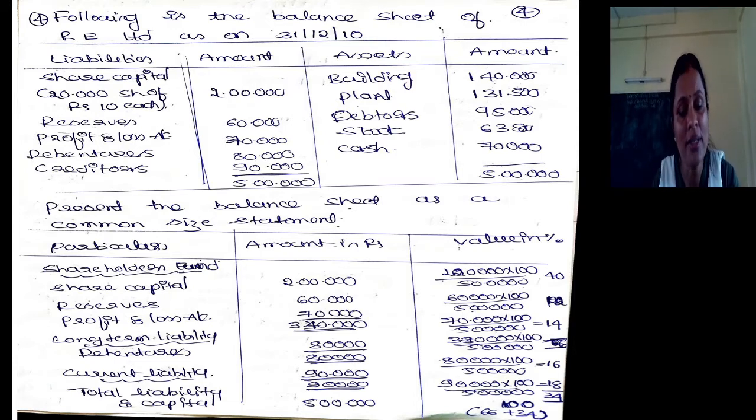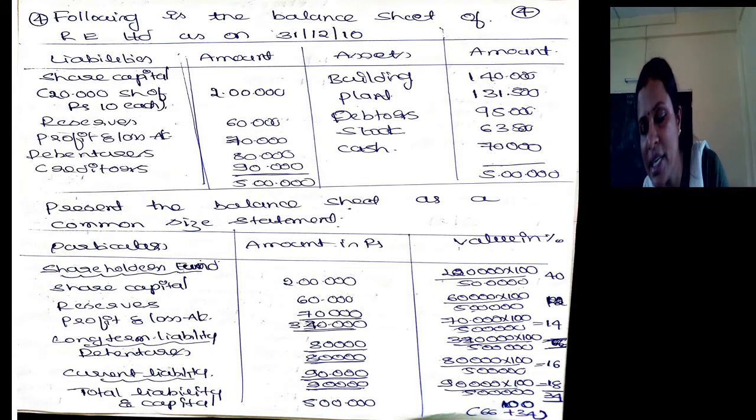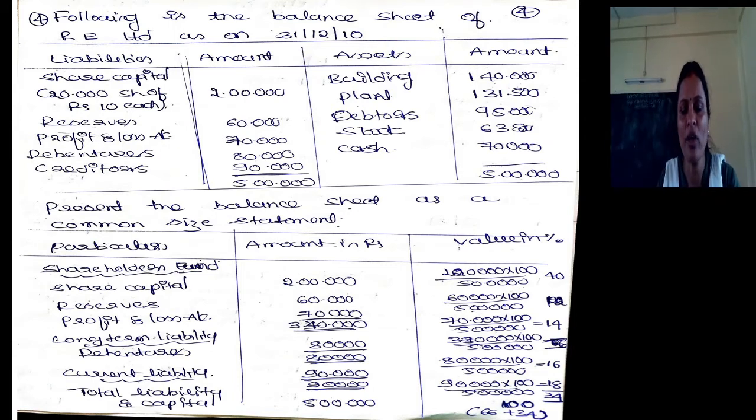If 5 lakh is 100, what is 80,000? It is 16%. What is 90,000? It is 18%. So total long-term liability is 16% of total liability and capital, and total current liability is 18% of total liability and capital. When you put together long-term and short-term liability, it is 34% of total liability and capital. So 34 plus 66 is 100, because we consider total liability and capital as 100. This is how we prepare a common size balance sheet based on liability side items.